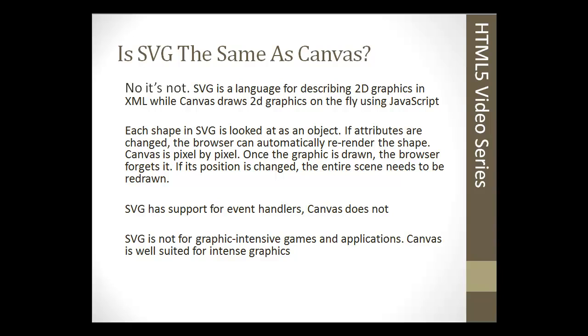Canvas is pixel by pixel. Once the graphic is drawn, the browser forgets it. If its position is changed, the entire scene needs to be redrawn. Okay, so the browser will re-render the SVG graphics. It'll forget the canvas. Another difference is SVG supports event handlers. Canvas does not. And like I said before, SVG is not for graphic-intensive games and applications. Canvas, however, is well suited for that.